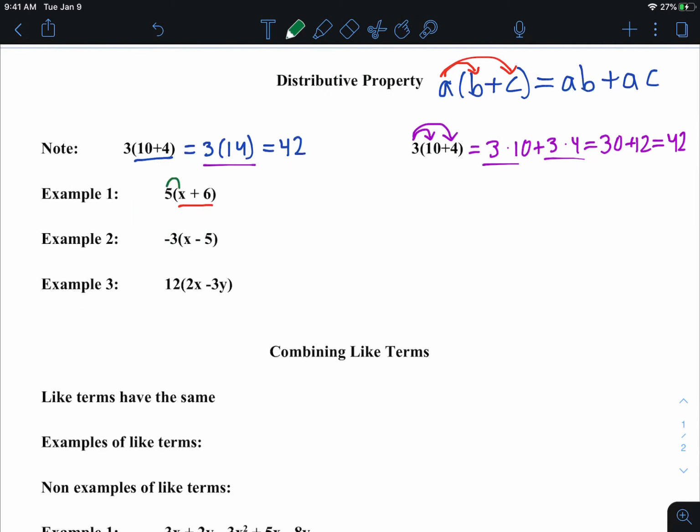So I'm going to distribute that 5 to the x and to the positive 6. So I get 5 times x plus 5 times 6. In multiplication, unless we have two numbers like we did over here, we don't put the dot in between. So I'm just going to write 5 times x is 5x. And then 5 times 6 is, of course, 30.